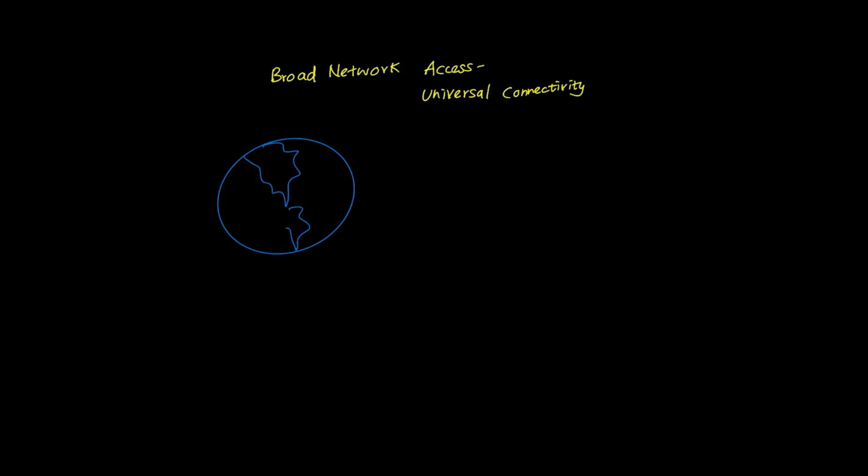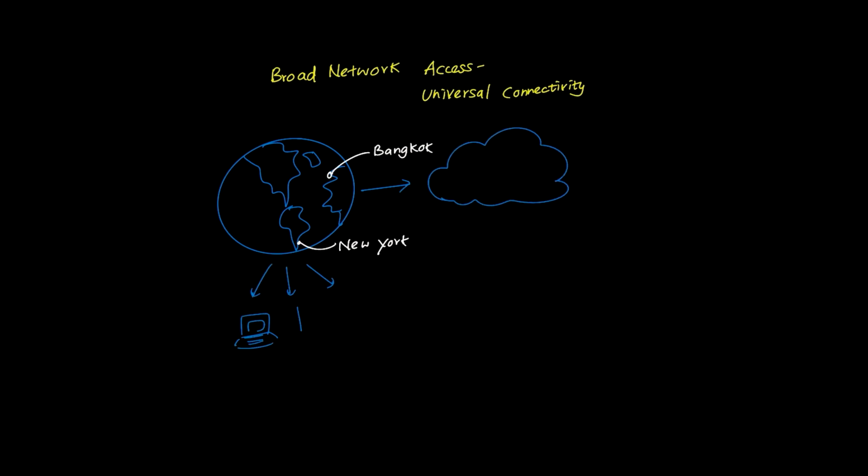Broad network access ensures cloud services are universally accessible, breaking down geographic and device barriers. This characteristic means that whether you're in Bangkok or Boston, using a laptop or smartphone, connecting through corporate networks or coffee shop Wi-Fi, you can access the same cloud services through standard mechanisms like web browsers and APIs. It's the cloud characteristic that makes location irrelevant. Your office is wherever you have internet connectivity.